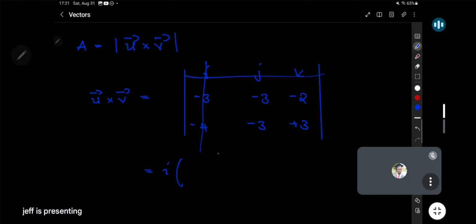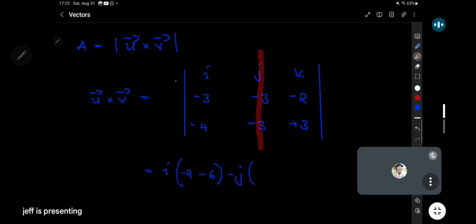So you have negative 3 multiplying 3, minus 9. Then minus negative 3 by negative 2, we get positive 6. So we get this. Then minus J. Now, when it comes to J, we are holding this and this. And this is going to be minus 3, positive 3. We get minus 9. Then minus 4, minus 2, positive 8.